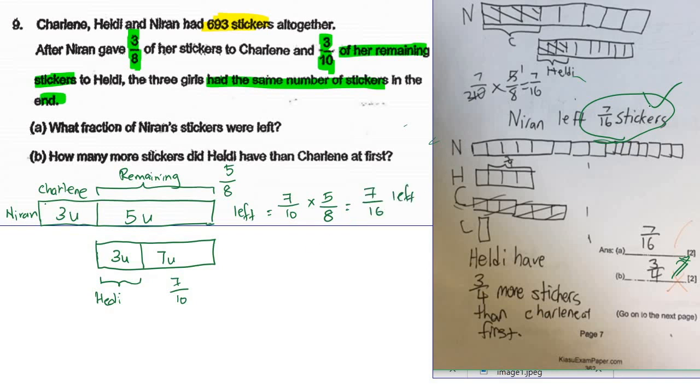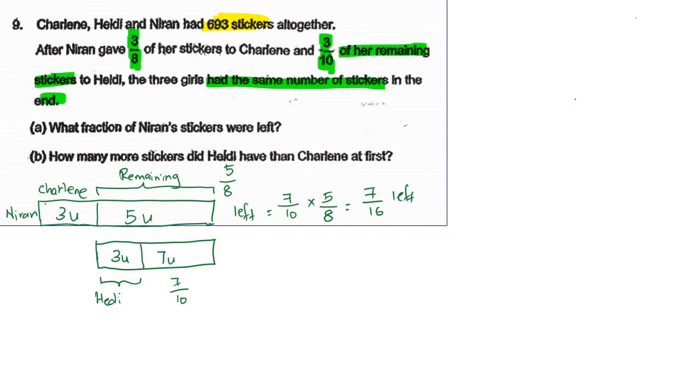You got this correct? Okay. Let me just, because I need this space, delete away your picture. Okay, I delete away your picture already. So from here, you know that they have the same number of stickers. And I know that 7 stickers are left. 7 out of 16 stickers are left.